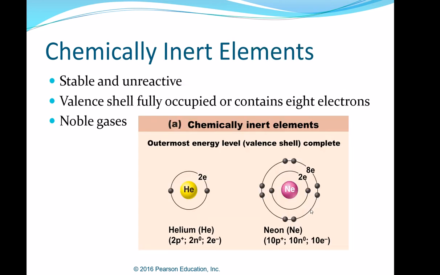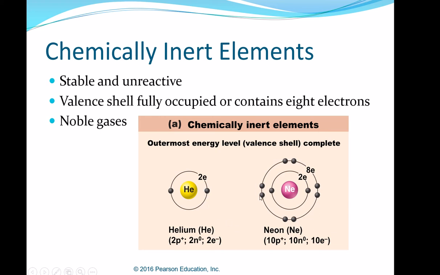So chemically inert elements, things like the noble gases like helium, neon, argon, we consider these unreactive elements, inert elements. They're not really going to react with a lot of other elements because their valence shell is already full. Here's helium. It only has 1 electron shell. That first electron shell is full at 2 electrons. So it's done. It's stable. It's not going to react with a lot of other things.